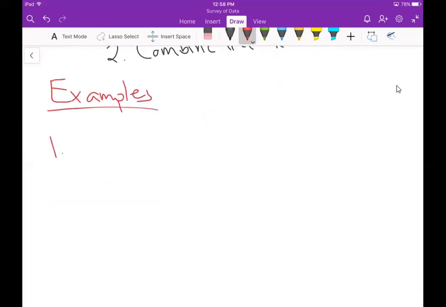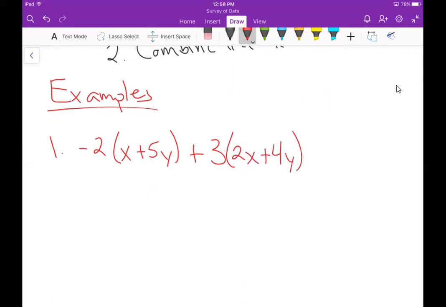So can you simplify this expression? Negative 2 times (x + 5y) plus 3 times (2x + 4y). This is why we have to get rid of the parentheses first, because I see some like terms, but I can't combine them because they're in separate sets of parentheses.